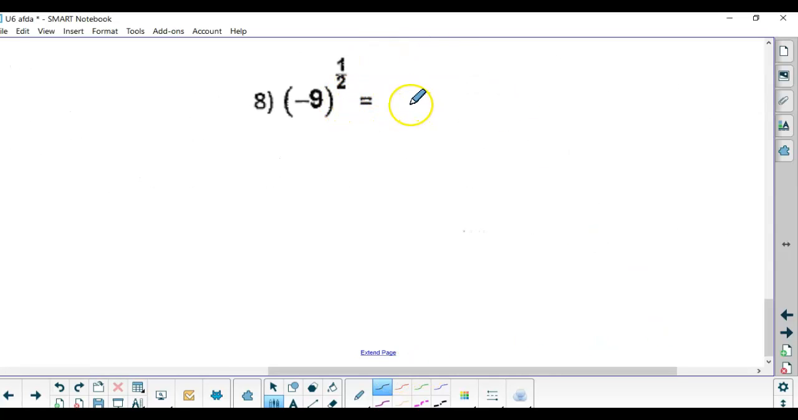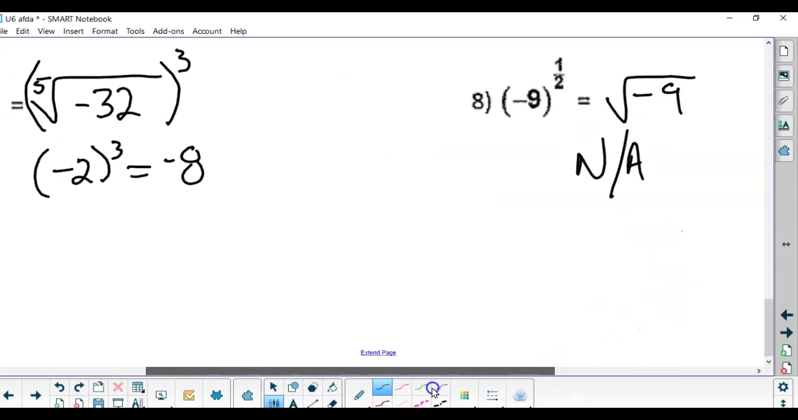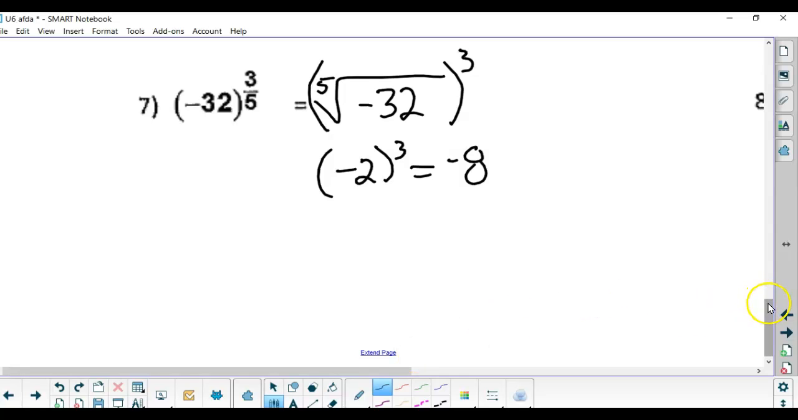Okay, square root of a negative base is not possible. We can't simplify that anymore. So we'll say no answer, or no simplification on that one, really, is what we're going to say. Okay. And I believe we need to go to the next page now. That was number 8.